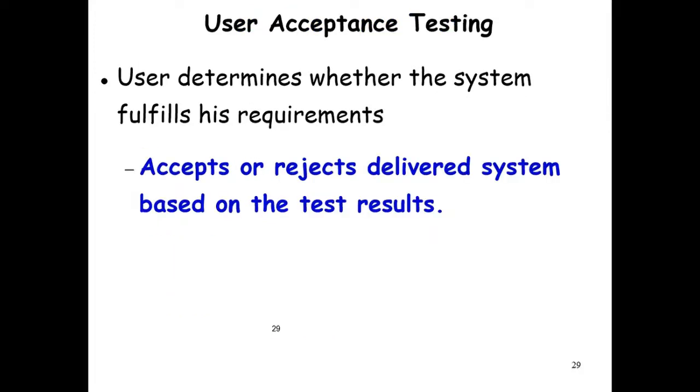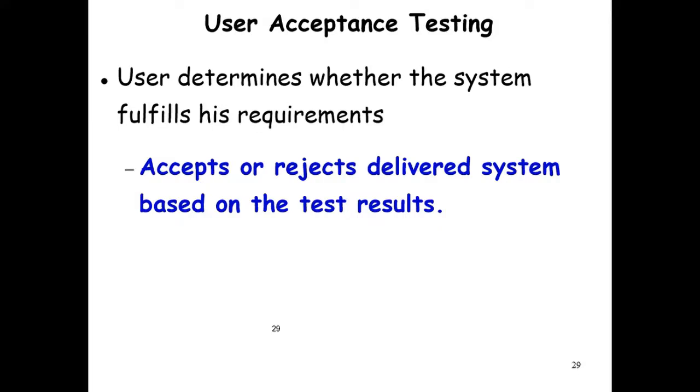So what is user acceptance testing, also called UAT in short? UAT is also one of the important phases in testing. The user determines whether the system fulfills its requirements, and accepts or rejects the delivered system based on the test results.